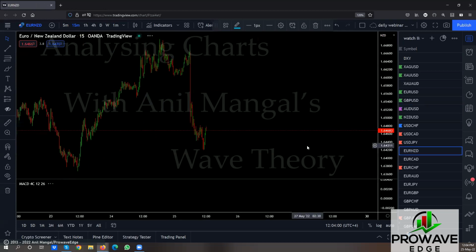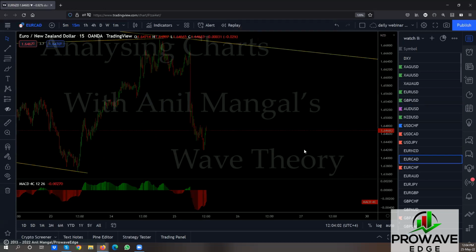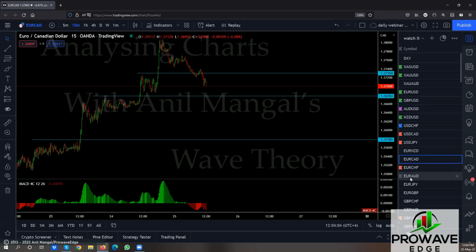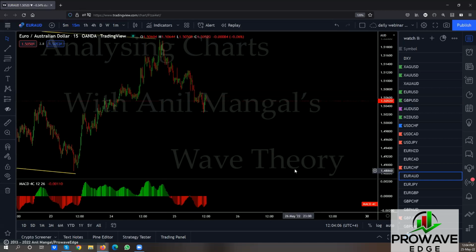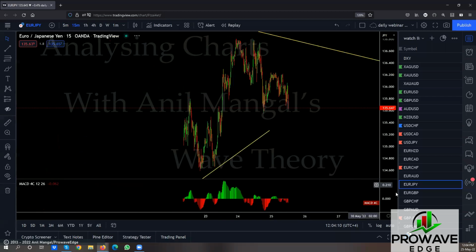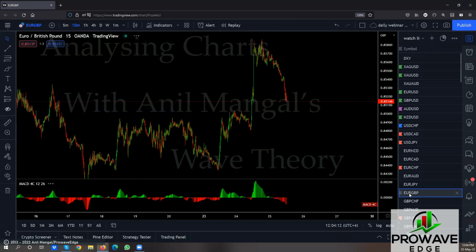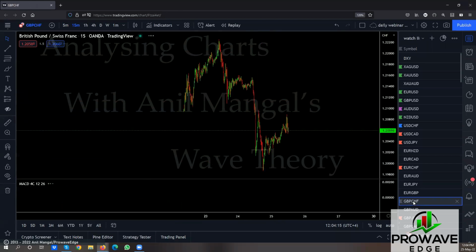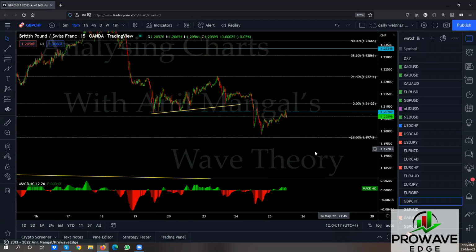Let's go. Euro New Zealand, we already closed this trade. We don't have anything in it. Euro CAD, we already closed this trade. We don't have anything in it. Euro Oz, we are waiting for a sell setup. We don't have it. Euro Yen, we closed that trade. We don't have anything in that. Euro Pound, we closed this trade. We were in the trade. We don't have anything. Euro Pound Swiss, I think we closed this trade also.